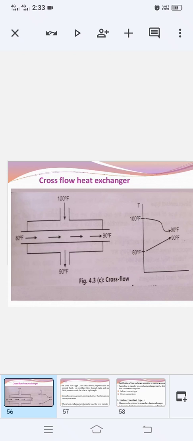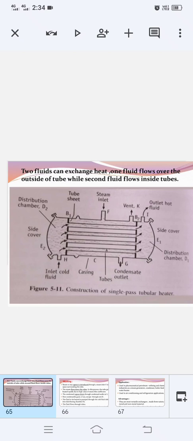Okay, so this is a cross flow heat exchanger. Some examples of heat exchangers are: first, the tubular heater, also known as the shell and tube heater; second, the multi-pass heater; and third, the two-pass floating head heater. Let us see the first one, that is the single pass tubular heater.